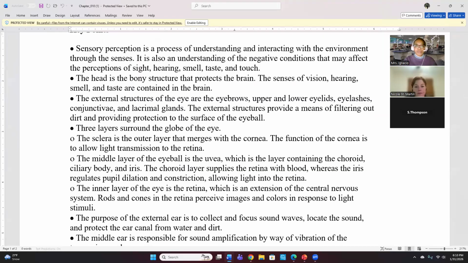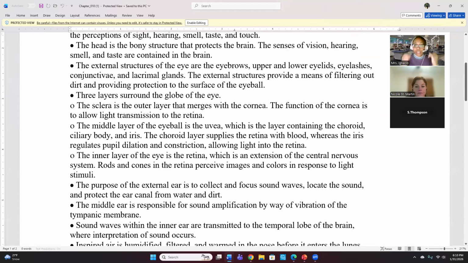We think about the external structures: the eyes, the eyebrows, the upper eyelids, the lower eyelids, eyelashes, and the conjunctivae. When we look right in the lower lids of the eyes, they should be pink and moist, not red, because then we think pink eye. The lacrimal glands are what actually secrete tears. All of these things are what we're examining when we are looking at our patient for head, eyes, nose, and throat.